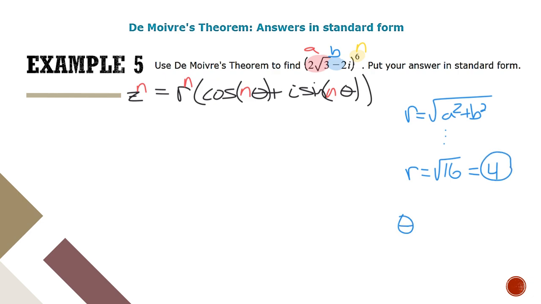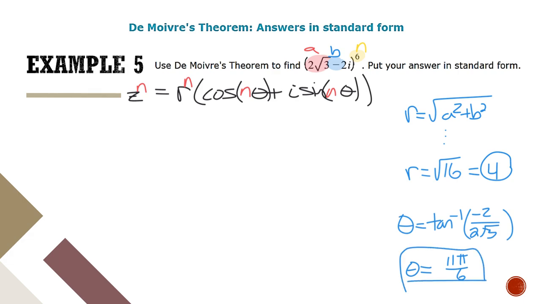And then theta ends up being the tangent inverse of b over a. In this case, negative 2 over 2 square root of 3. Find that on the unit circle, do a little bit of work, and we end up getting theta is 11 pi over 6. So now we have both theta and r. We have to substitute those into this, and we also will plug in n.